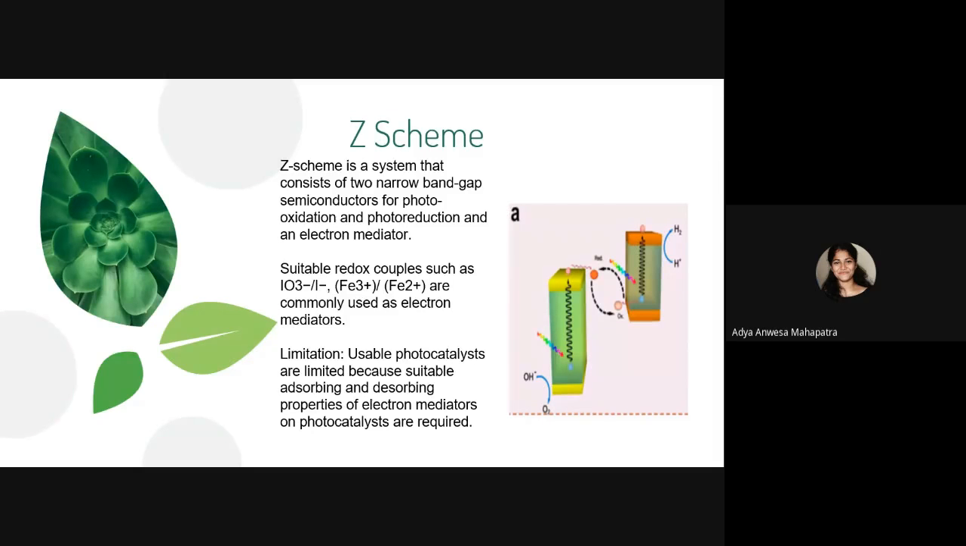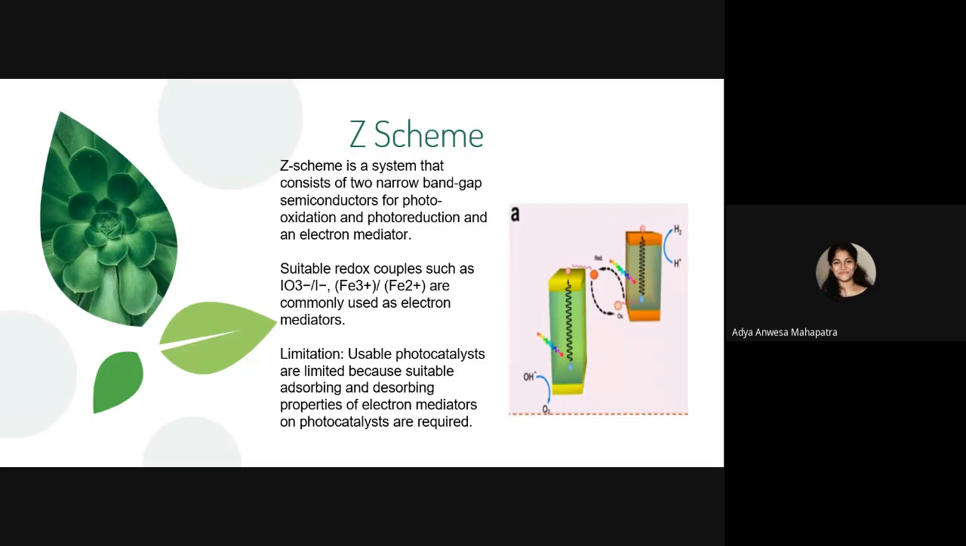Let us start with the first one, that is Z-scheme. Z-scheme is a system that consists of two narrow bandgap semiconductors for photooxidation and photoreduction, and they have an electron mediator. The Z-schematic water splitting has been reported as a promising approach to overcome the limitation of charge carrier recombination and back reaction of products by isolating electrons and holes. Here what we are doing is performing the oxidation and reduction in two separate chambers. That should stop hydrogen and oxygen from combining again to form water.